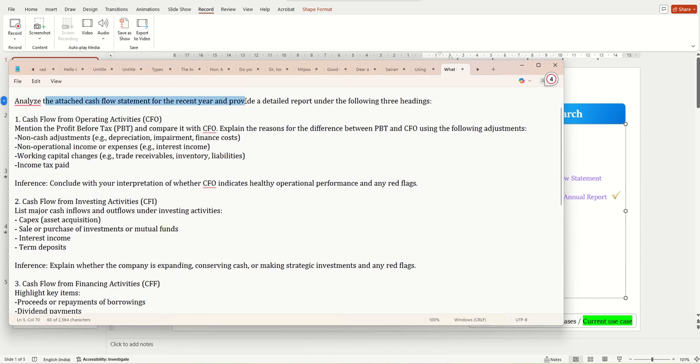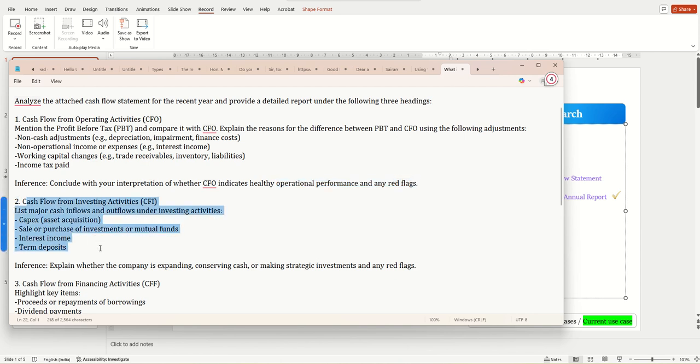Analyze the cash flow statement and provide the following headings. For CFO, what it has to do: in cash flow from operating activities, the statement starts from PBT, and after all the adjustments for non-cash expenses and working capital, you finally get the cash flow from operating activities. That is exactly what I am going to ask the model to summarize, and finally conclude with the inference or interpretation along with any red flags.